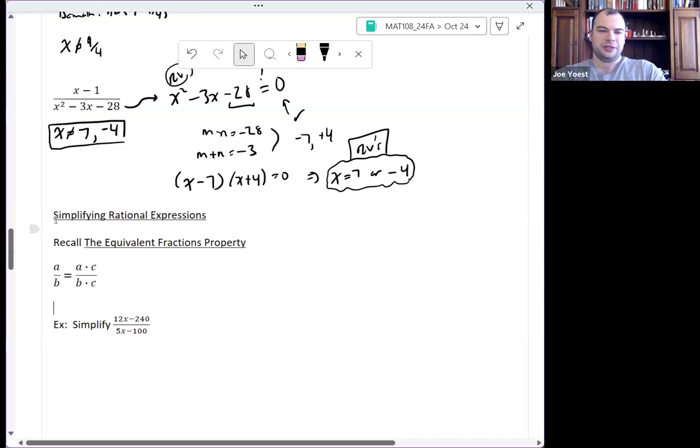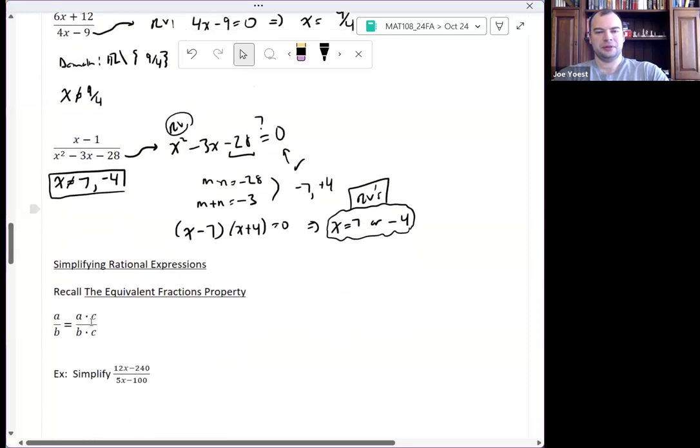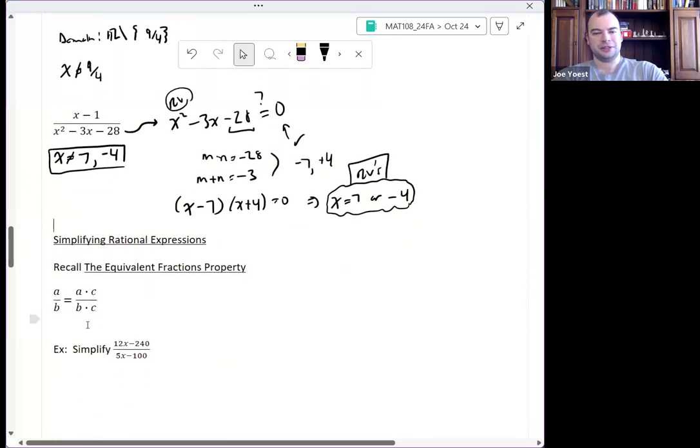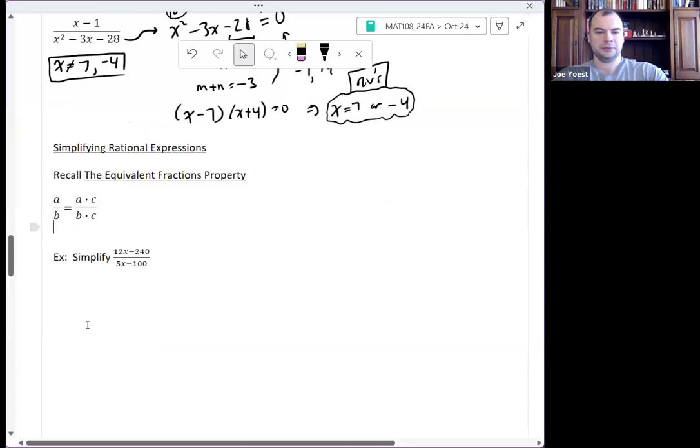Okay, so we see rational expressions are basically fractions. And we might want to simplify them. We might have a complicated rational expression like, say, this one here. Well, maybe I could write it a little more simply. Maybe I could write an equivalent rational expression, one that for each input in its domain has the same output, but that is simpler to work with. And for this, we're going to use our equivalent fractions property. We have that a over b equals a times c over b times c, of course, so long as b and c are not 0.